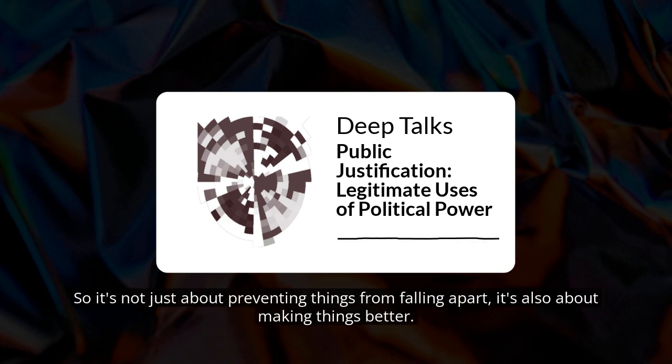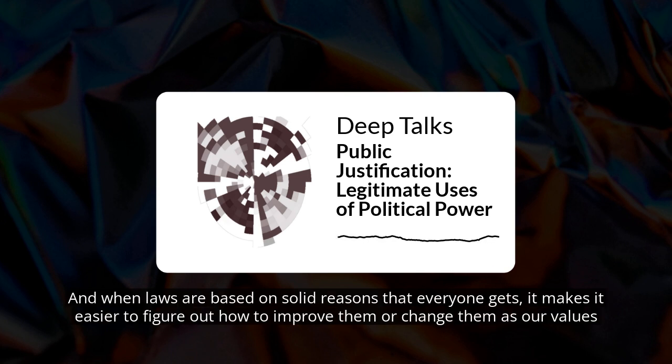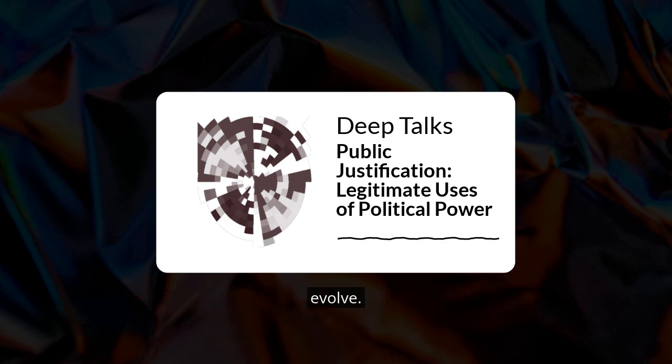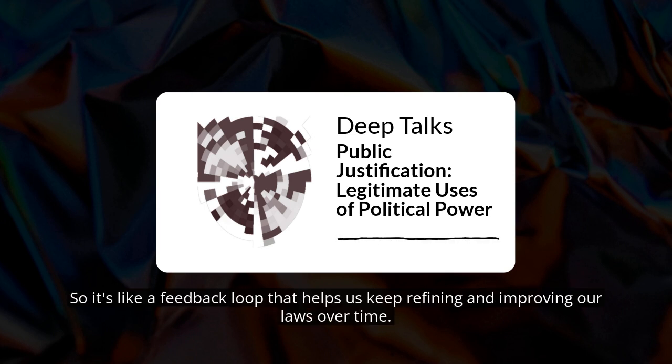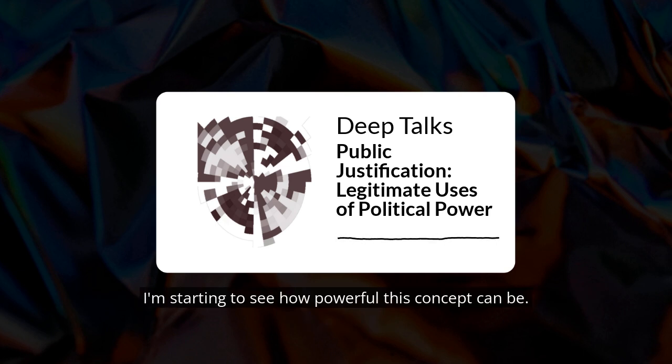So it's not just about preventing things from falling apart. It's also about making things better, right? Right. When people feel like they have a say in the rules, they're more likely to accept them. And when laws are based on solid reasons that everyone gets, it makes it easier to figure out how to improve them or change them as our values evolve. That's a really cool way to think about it. So it's like a feedback loop that helps us keep refining and improving our laws over time. Exactly. I'm starting to see how powerful this concept can be.